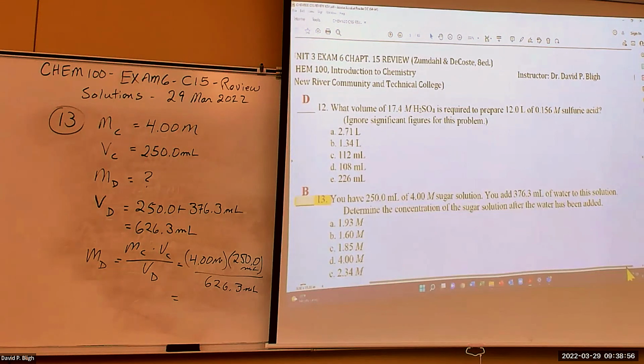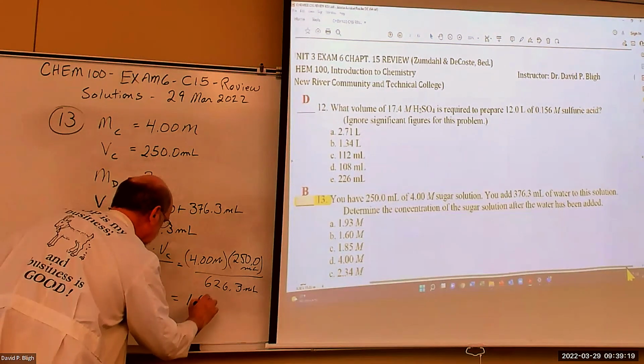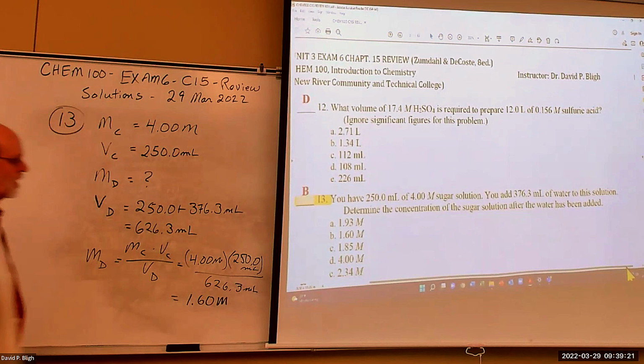Let's see, 4 times 250 is 1,000, divided by 626.3. Okay, I get 1 point, how many? 3 significant figures. 1.60. Right. 1.60 molar. Right there.